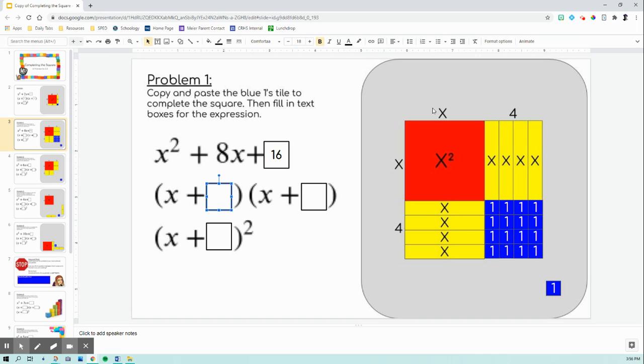Then looking for the factors, what we multiply together to make this expression or to make this square. Across the top, we have x, and then we have 4 lengths of 1, so we have x plus 4. And we have the same thing going down the side. We have the length of x, and then 4 lengths of 1, so we have another x plus 4. Again, because they're the same, we can rewrite this as one factor of x plus 4 raised to the second power.